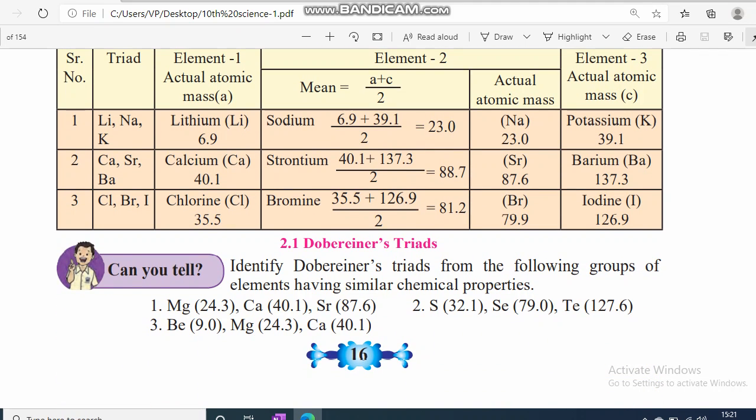Now the next point. Identify Dobereiner's triads from the following elements having similar chemical properties. We have given here three elements: magnesium, calcium and strontium. When we add the atomic masses of magnesium and strontium, the average of both should be the atomic mass of calcium. That time this will be a Dobereiner's triad. Students, this is the assignment for you. On this basis, comment after the video which is a Dobereiner's triad and which is not. Okay, the next point.